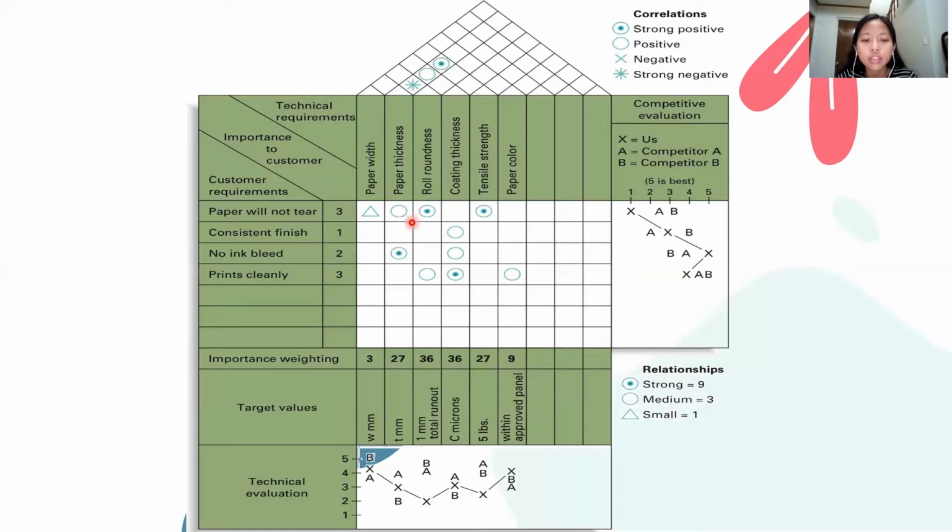We do the same for the second shape, the circle with a dot. This signifies a strong relationship that equals 9. So 9 times the importance to customer of 2 is 18. After adding 9 plus 18, we get the importance weighting of 27. So the importance weighting is just the sum of the values assigned to the relationships.